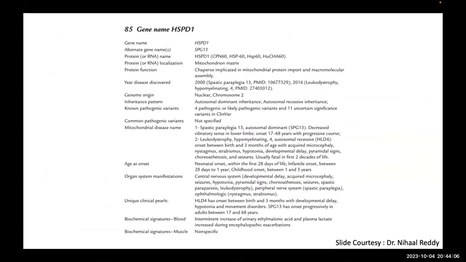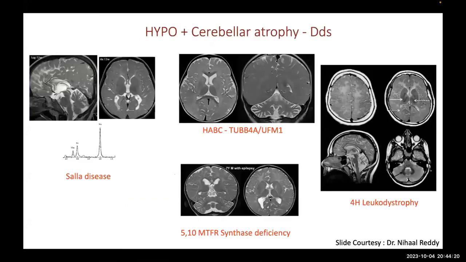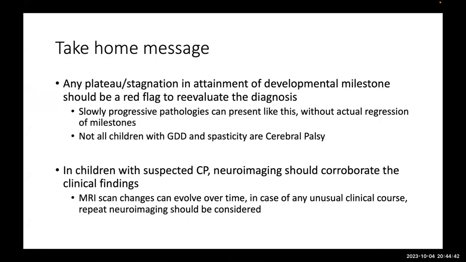This is the description of HSPD1, which is very similar to the case presentation: spastic paraplegia with relatively better cognition, and no epilepsy, and spasticity has been found like in our case. This is one MRI differential diagnosis, where hypomyelination with cerebellar atrophy can be seen in Salla disease, in TUBB4A mutations, in 4H leukodystrophy syndromes, and in 5,10 MTHFR synthetase deficiencies.